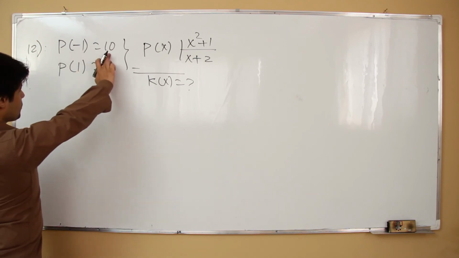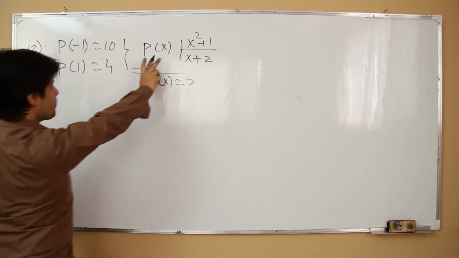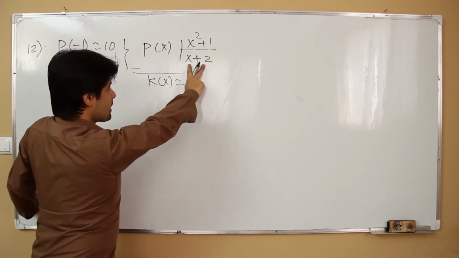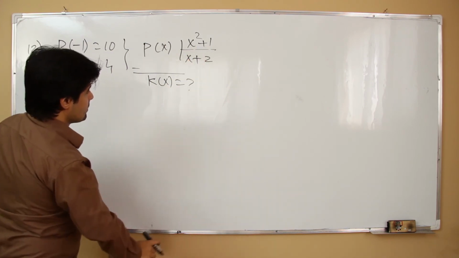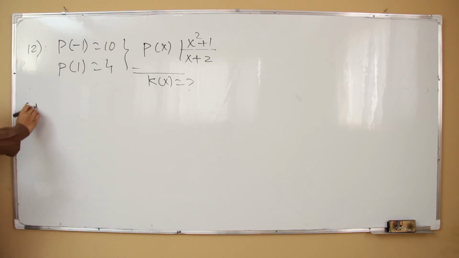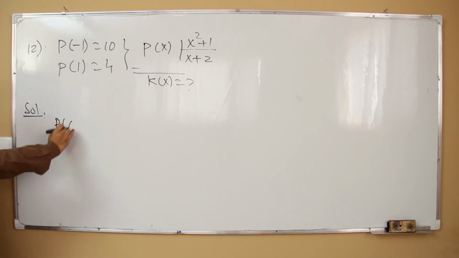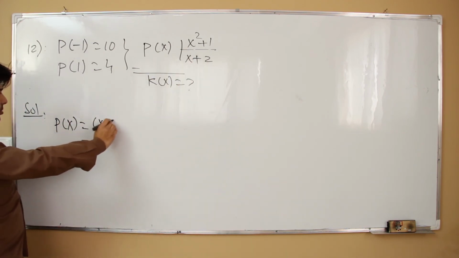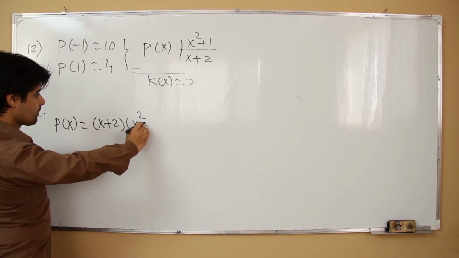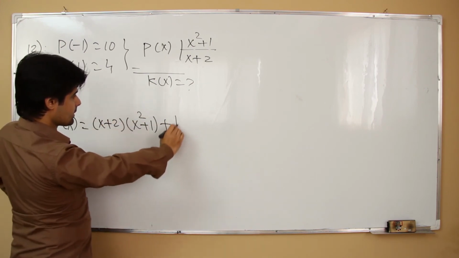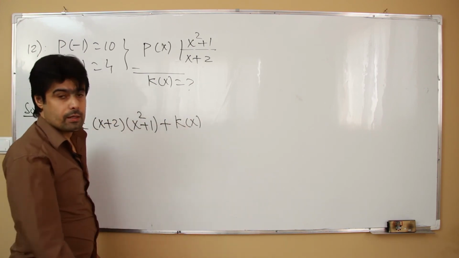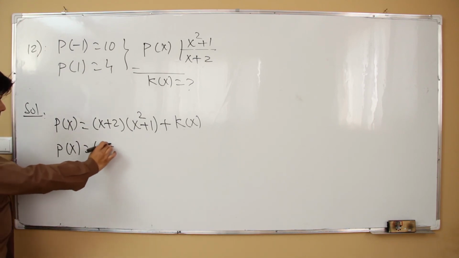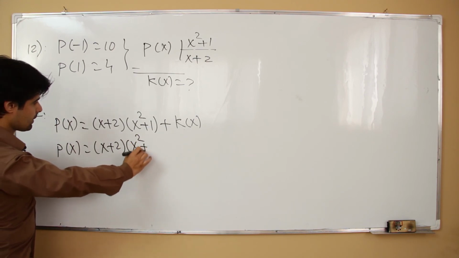Come to the last question for this lecture. P of minus 1 is equal to 10. P of 1 is 4. Now P of x is divided by x squared plus 1. The quotient is x plus 2. What the remainder is? First, you know that P of x is this times this, x plus 2 times x squared plus 1, plus kx. Second, you know that P of x is x plus 2 times x squared plus 1.